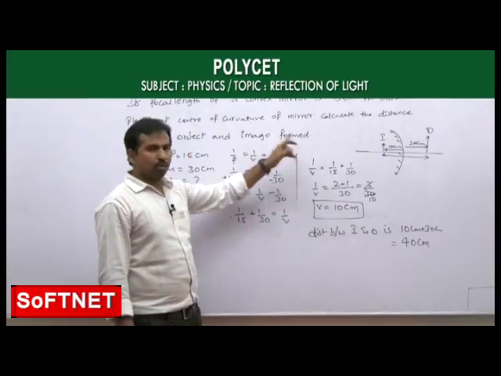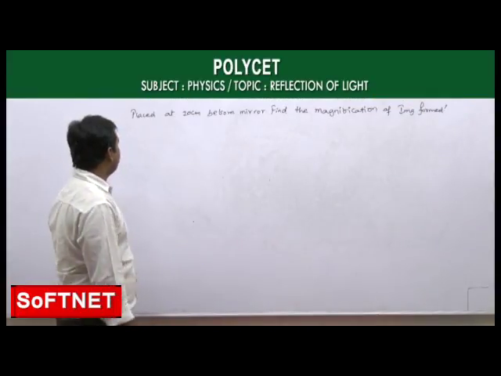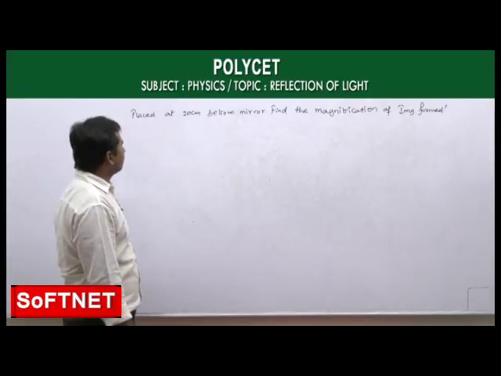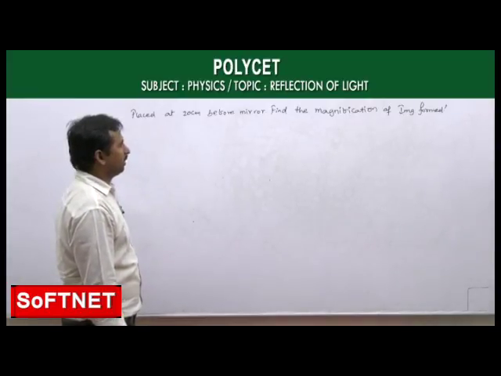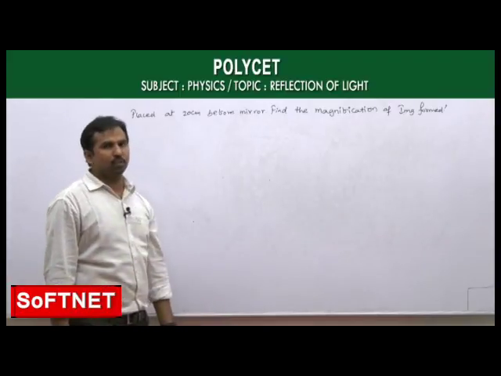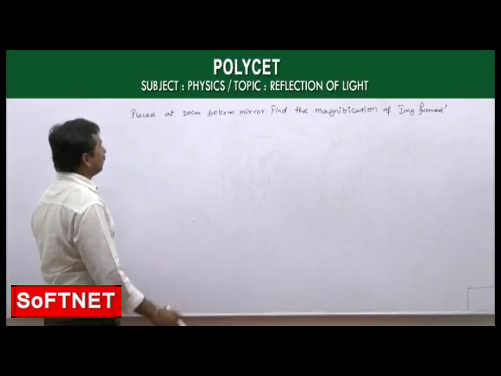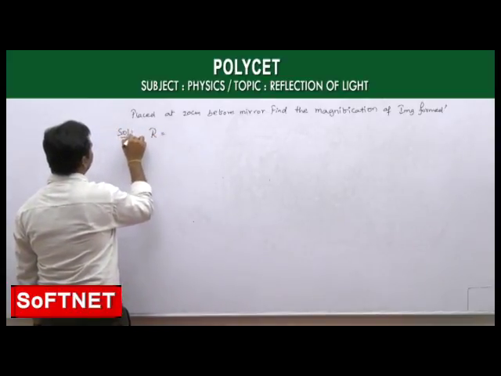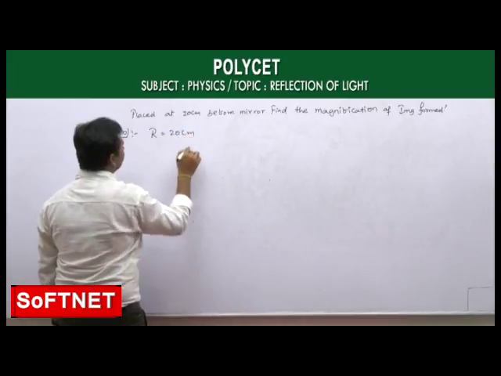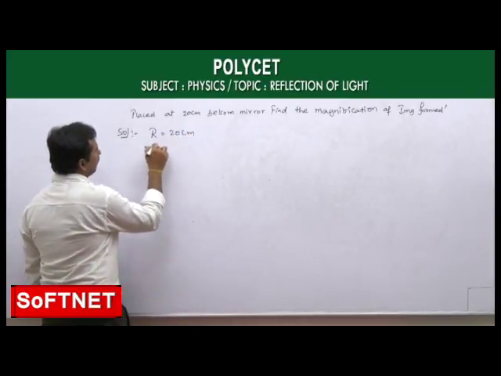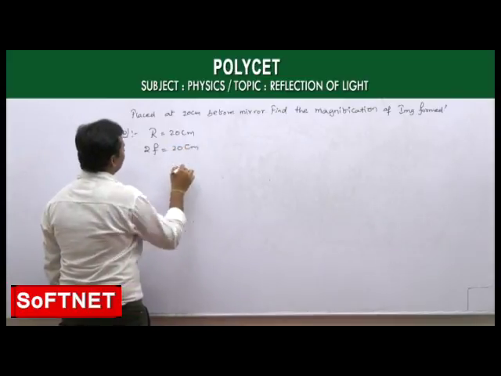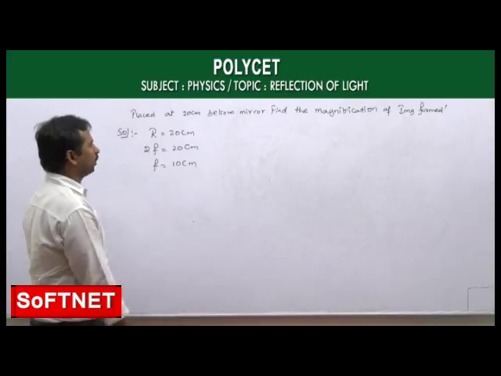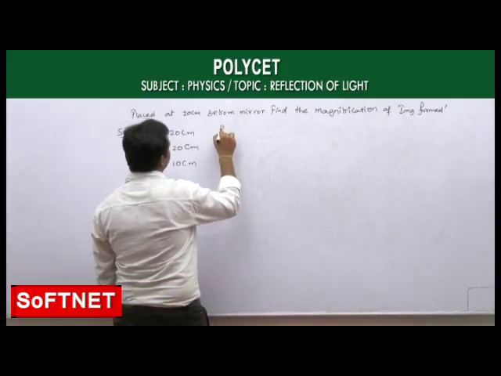Okay, now I hope you have understood. Now see the next one. If the radius of curvature of a concave mirror is 20 centimeters, and an object is placed at 20 centimeters before the mirror, then find the magnitude of the image formed. Okay. Now here the radius of curvature is given, r is equal to 20 centimeters. We know that r is equal to 2f, then f becomes 10 centimeters. Now we got the focal length for our concave mirror.